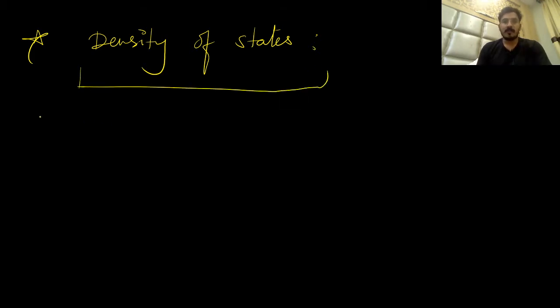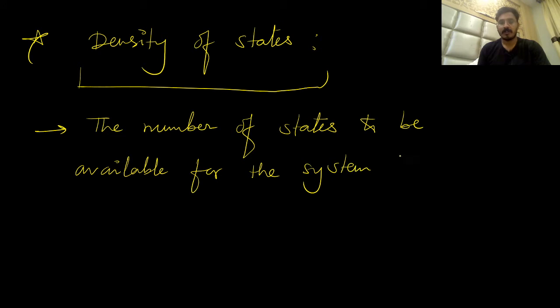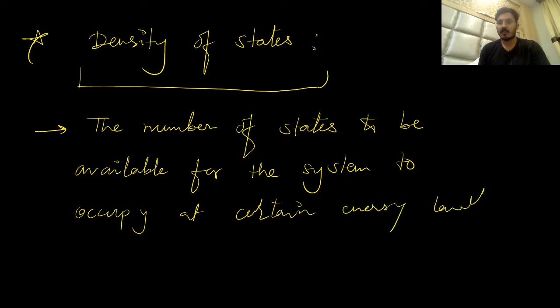Okay. So in solid state physics, the density of states is the number of states available for the system to occupy at certain energy level. Okay, at certain energy level. So what does this mean?